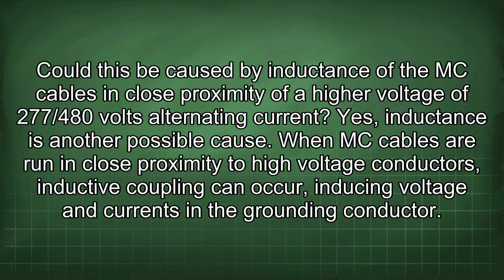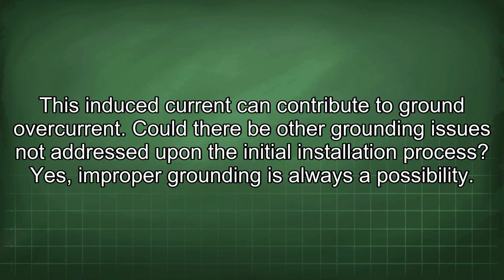Could this be caused by inductance of the MC cables in close proximity of a higher voltage of 277/480 volts alternating current? Yes, inductance is another possible cause. When MC cables are run in close proximity to high voltage conductors, inductive coupling can occur, inducing voltage and currents in the grounding conductor. This induced current can contribute to ground overcurrent.